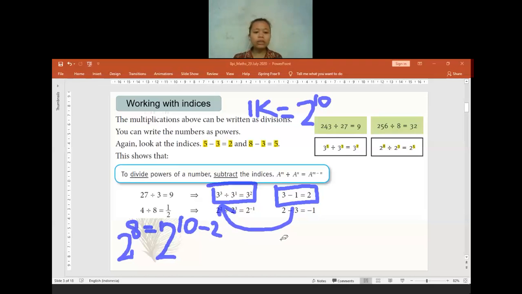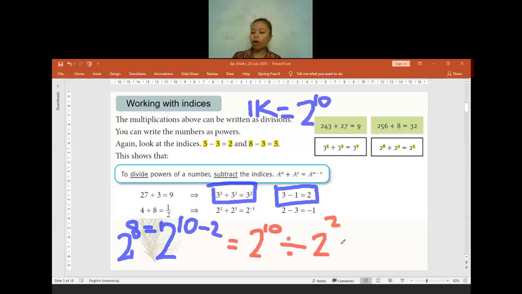Now, if we use the example of the division using indices, when we have 3 minus 1 in here, it means it can be 3 to the power of 3 divided by 3 to the power of 1. Now I have 2 to the power of 10 minus 2. So it means I can write it down as 2 to the power of 10 divided by 2 to the power of 2.